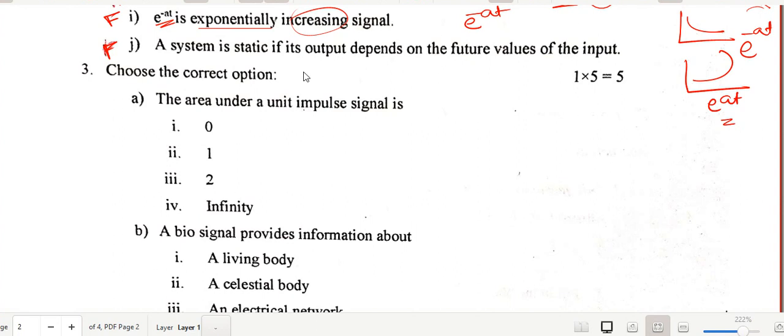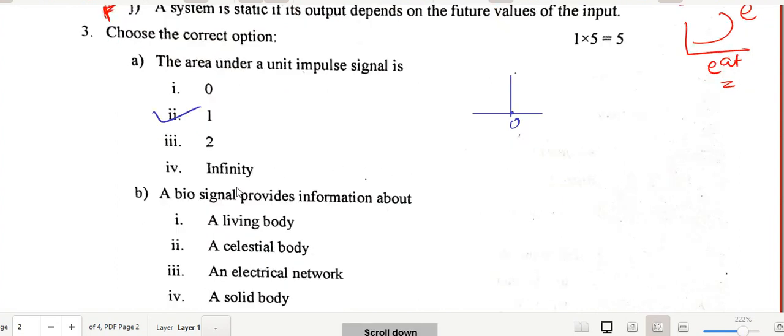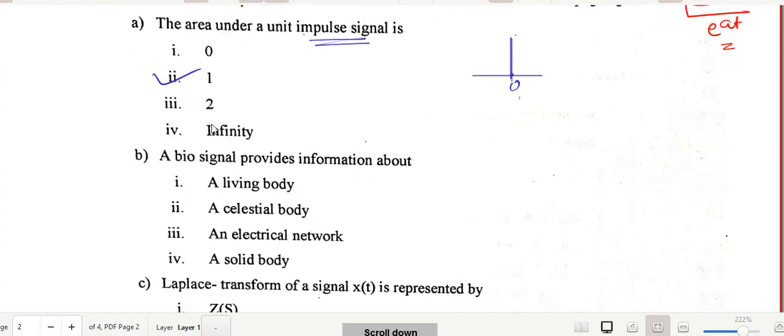Okay, so next question is the correct option number 1. The first question they are asking is the area under the unit impulse signal. What is a unit impulse signal? It is a signal that exists at the 0 position, and if you take the area, the area is 1, unity. Okay, remember this is very important. A good property of the unit impulse signal is that it has unit area, that is, the maximum area is 1 unit area.